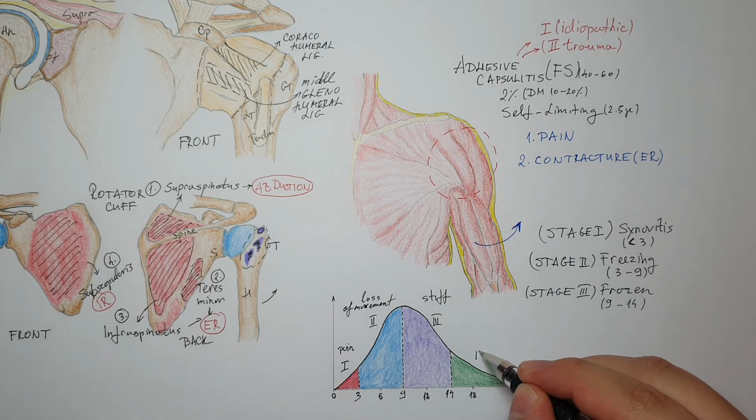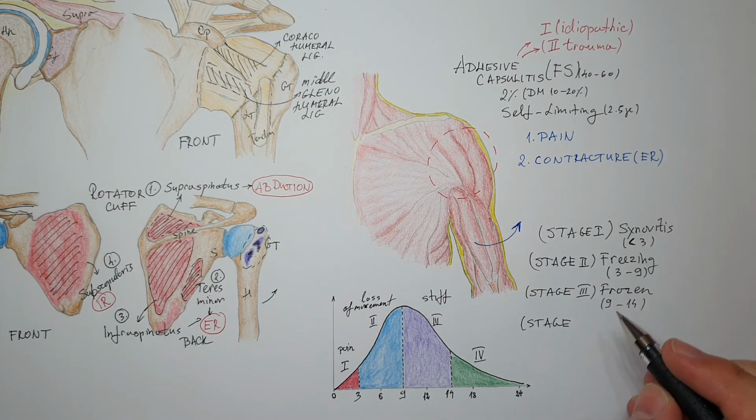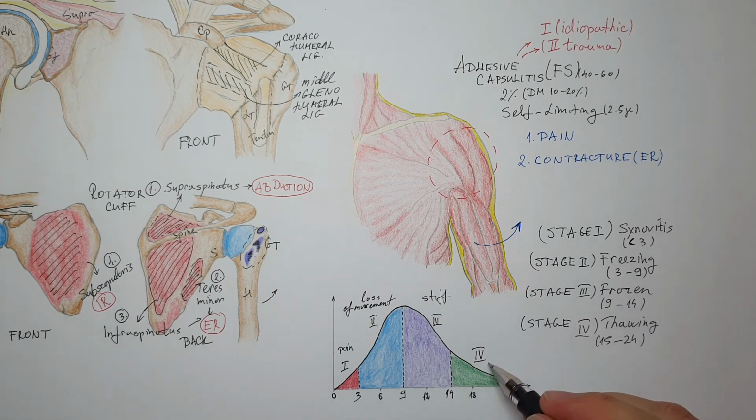The last stage, or the fourth stage, is actually called the thawing stage. It can last from 15 to 24 months. In this stage, we have recovery. So the pain is progressively becoming less and less, and we have progressive increase in range of movement.